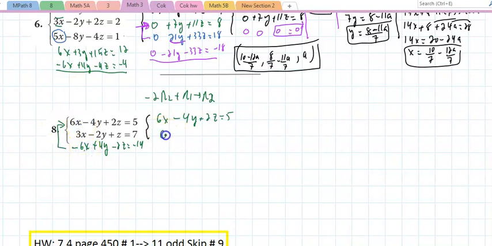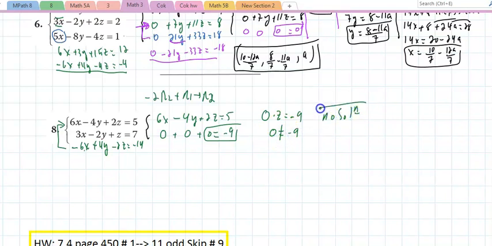negative 6x plus 6x is 0, negative 4y plus 4y is 0, 2z minus 2z is 0, and 5 minus 14 is negative 9. This says 0 times z equals negative 9, but we know that 0 times any number is 0. Therefore, here we say there's no solution. Those don't ever interact.